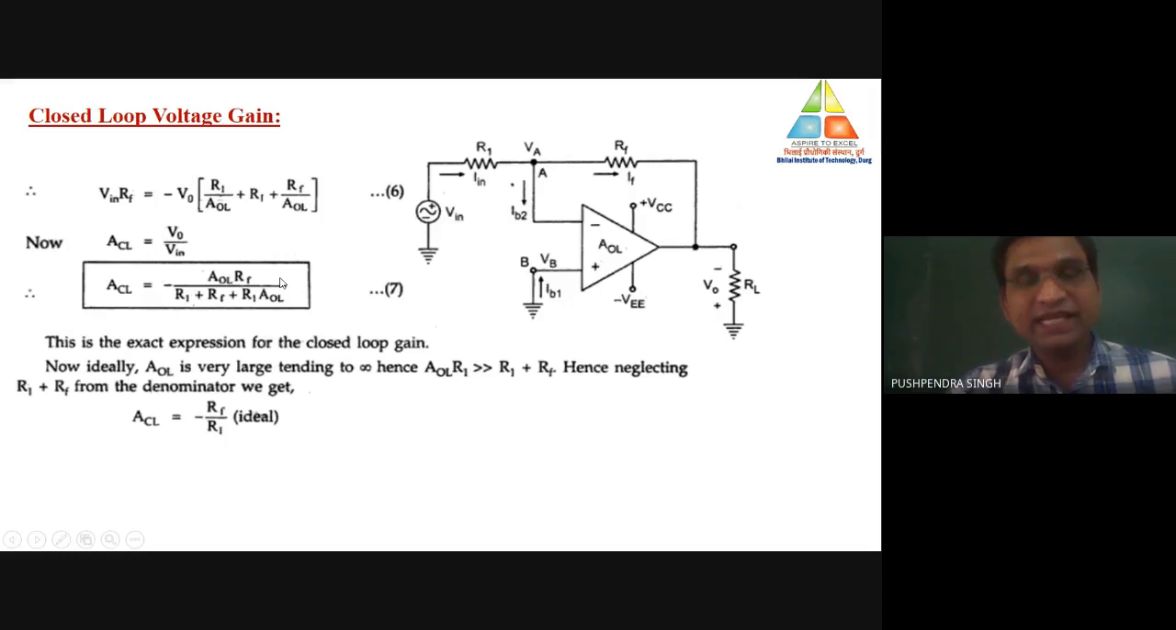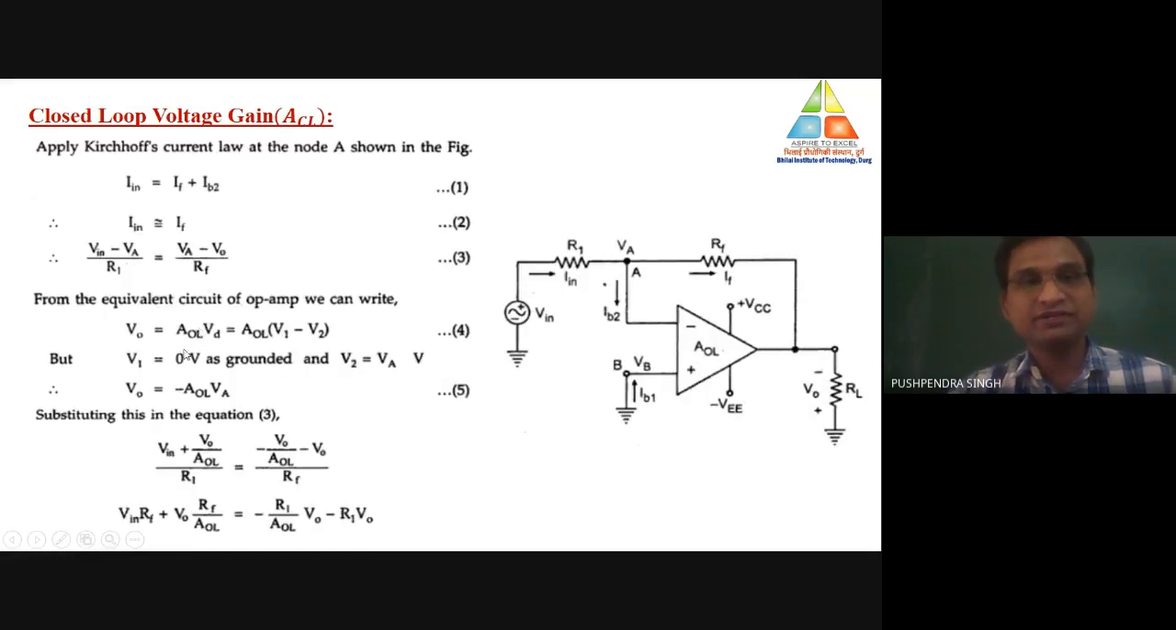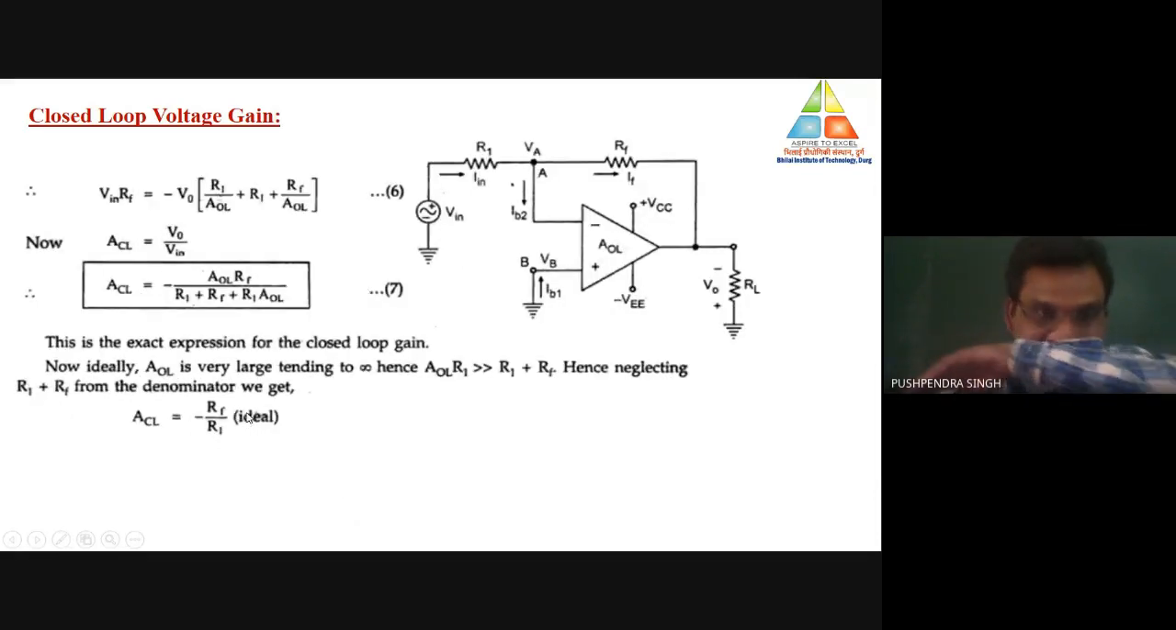And this is the closed loop gain in practical condition. In ideal condition, just substitute VA equal to 0 over here, and you will get this expression. Now ideally AOL is very large or infinite. Then R1 into AOL is much greater than R1 plus RF. Open loop gain is very high, so this term is neglected as compared to R1 into AOL, and AOL and AOL cancel out. So closed loop gain will be minus of RF divided by R.